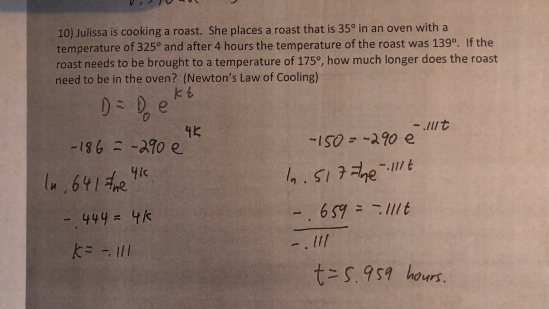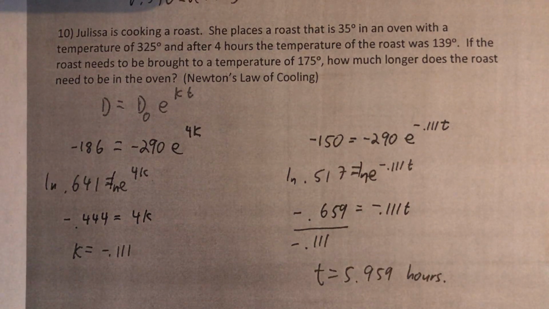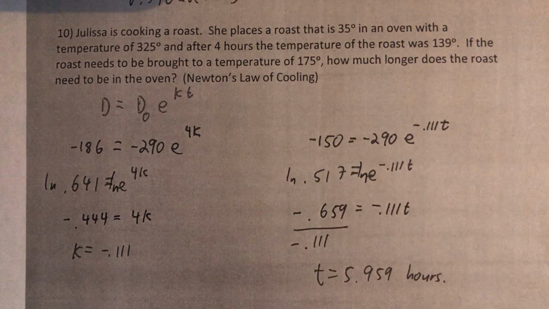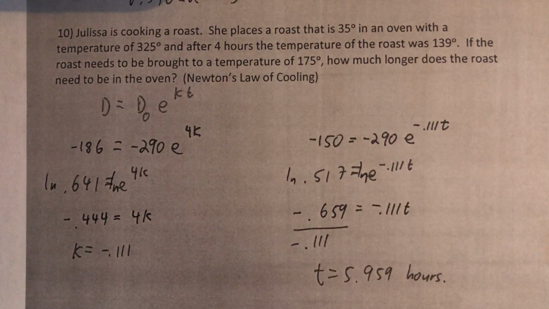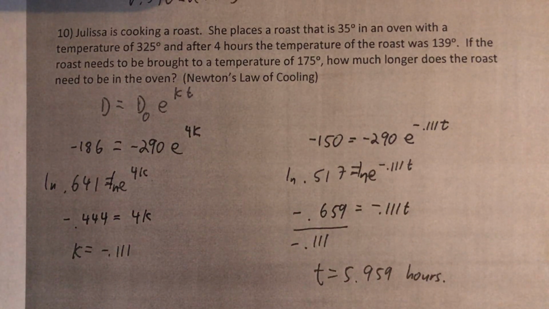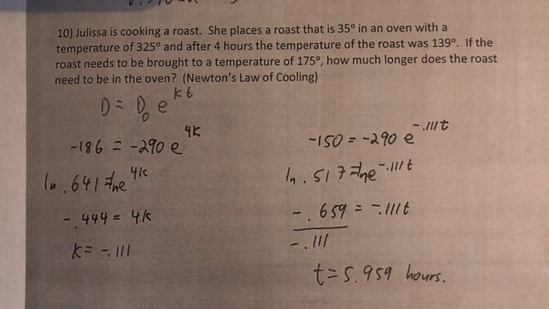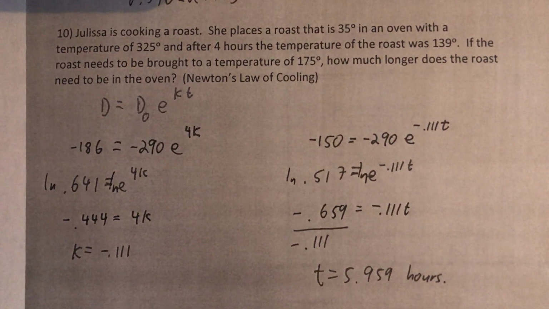So the first thing we need to do is solve for k. So we're going to divide and get 0.641. Take an ln to get rid of the e. The ln of 0.641 equals negative 0.444. E's and ln's cancel. I'm just left with a 4k, and k equals negative 0.111.